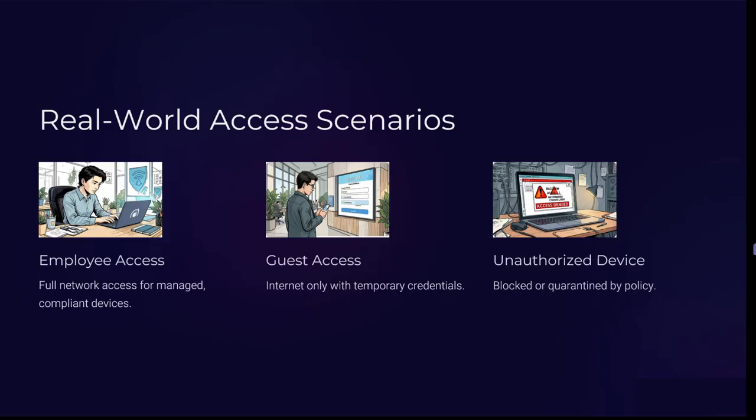Now, let's look at some common examples. An employee using a managed company laptop receives full access because the user and device meet company policies. A guest visiting the office is given temporary internet-only access through a guest portal. Finally, if an unknown or non-compliant device tries to connect, Cisco ISE can quarantine it or block it completely. So, this ensures every user receives only the level of access they actually need.